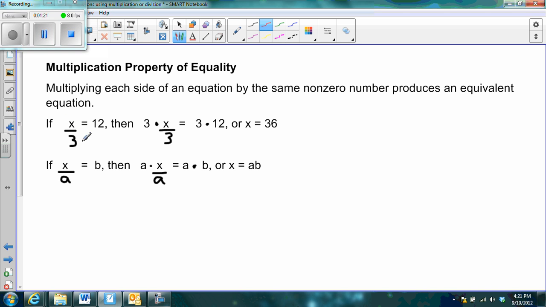So if we have x over 3 equals 12, if we multiply both sides by 3, we now have 3x divided by 3. The 3's cancel out and become equal to 1. So it's equal to 3 times 12. So x equals 36. Or here, we multiply both sides by a, so we can figure out that x is equal to a times b. Let's do an example problem of each.